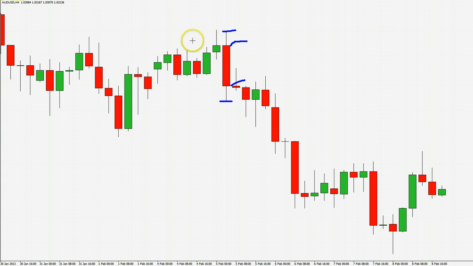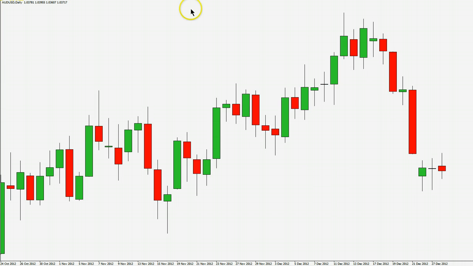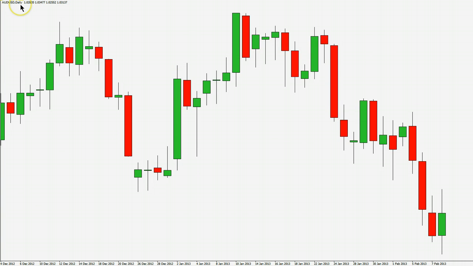Okay, so now let's go ahead and change this to a different time frame. I'm just going to go ahead and switch this over, and now you'll see that it's daily. So now, instead of a 4-hour measurement of price, we now have a daily measurement of price.